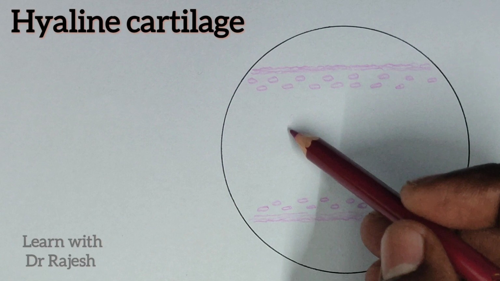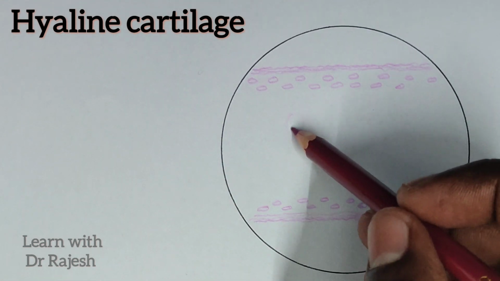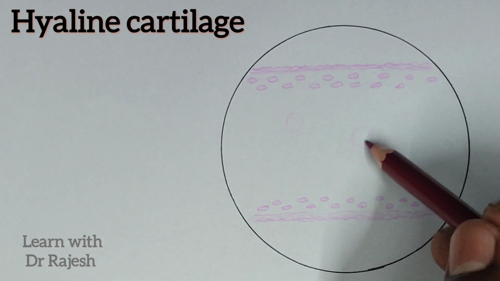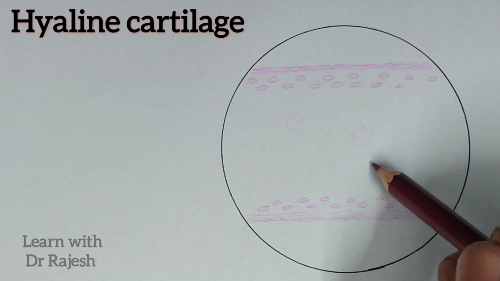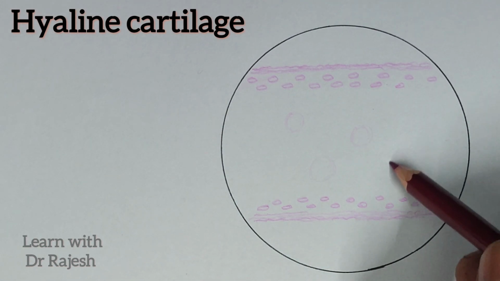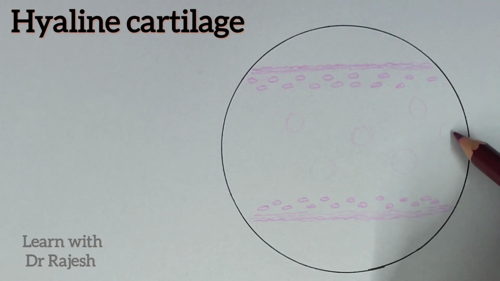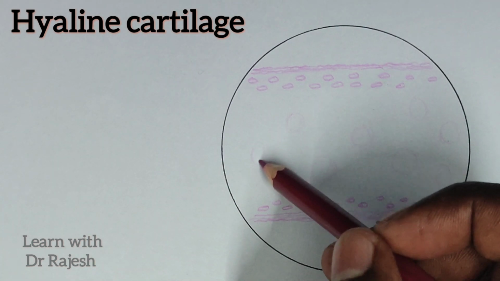Now inside the substance of the cartilage we can draw some gaps. These gaps are nothing but the lacunae. The lacunae are the spaces inside which the chondrocytes will be arranged. We can draw multiple lacunae like this, so that when you fill in the matrix we will not shade the lacunar part. So we have to draw as many lacunae as possible.